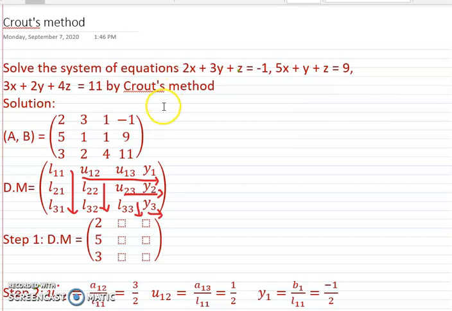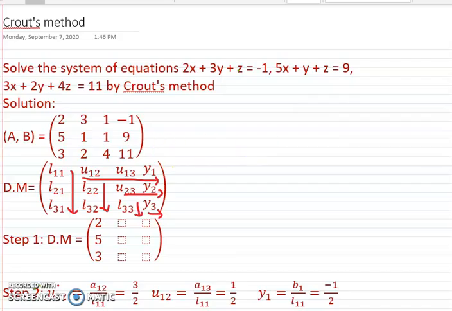The first step is to form an augmented matrix. This matrix consists of the elements of the coefficients of x, y, z in the first column, second column, and third column, and on the fourth column we fill in the right hand side values. So it will be 2, 5, 3, 3, 1, 2, 1, 1, 4, minus 1, 9, and 11.